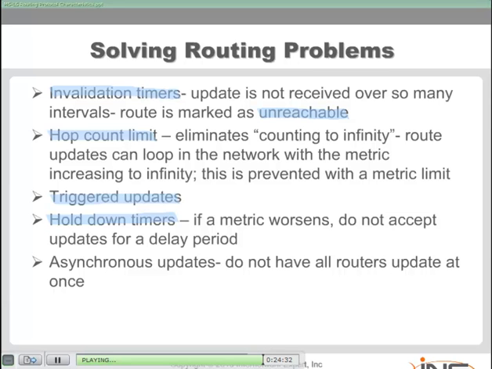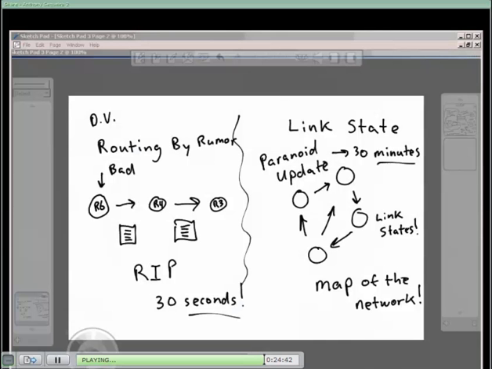Another safety mechanism is asynchronous updates. Remember when I told you about the paranoid update in OSPF? The paranoid update in OSPF has this nice little safety mechanism. Remember how I said the paranoid update occurs on 30 minutes? On 30 minutes, all of these routers will flood their link state information again? Well, guess what? There is a timer in there. There's an offset to make sure they all don't do it at once.